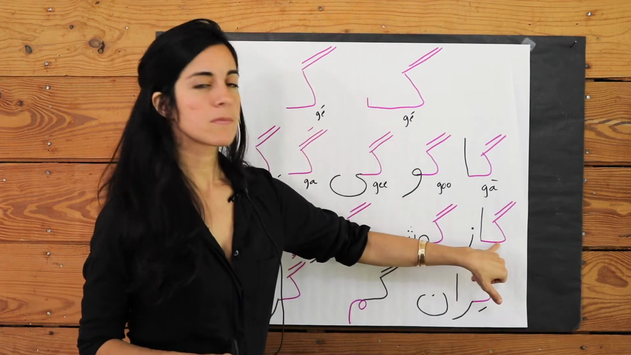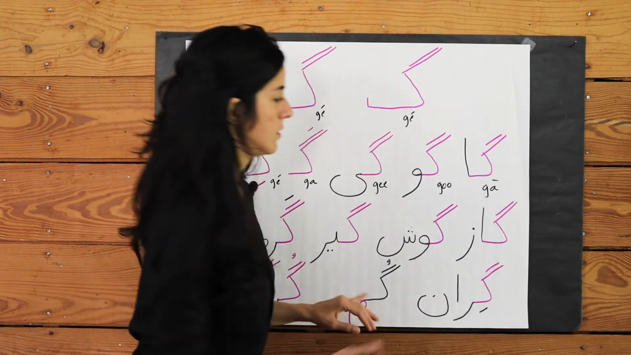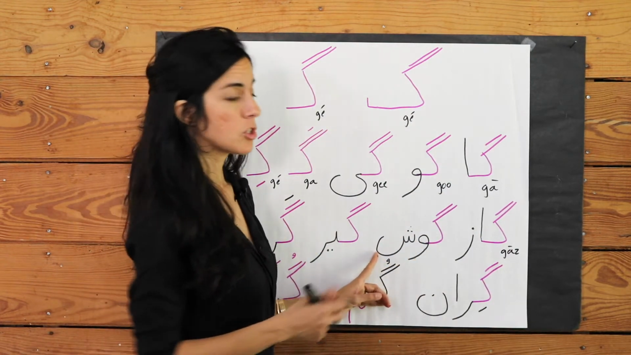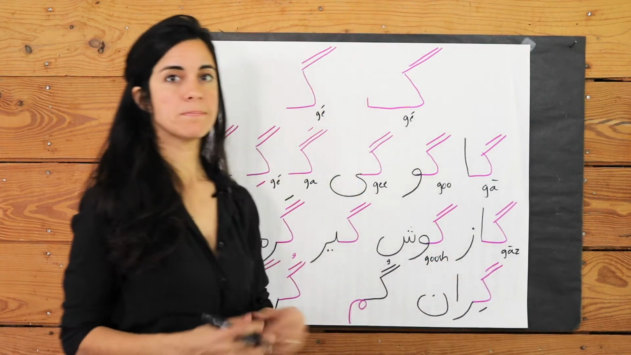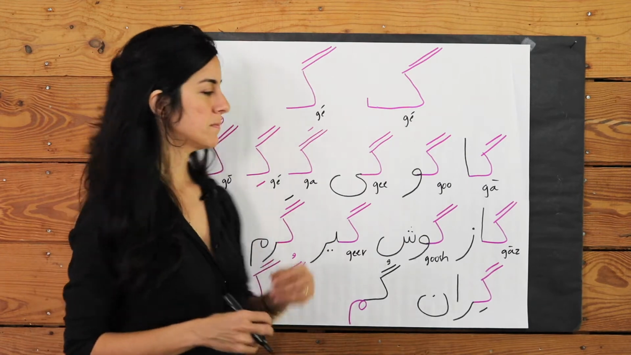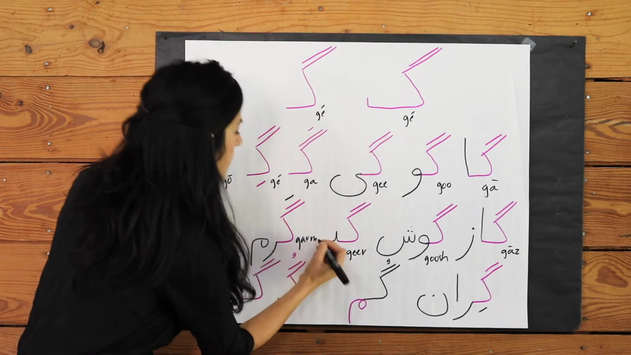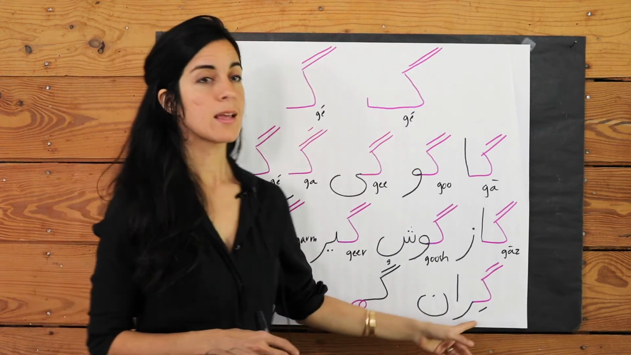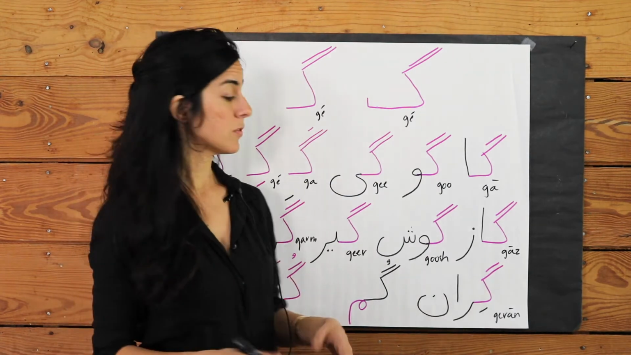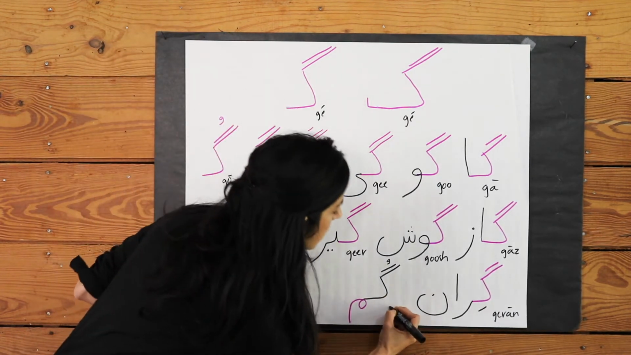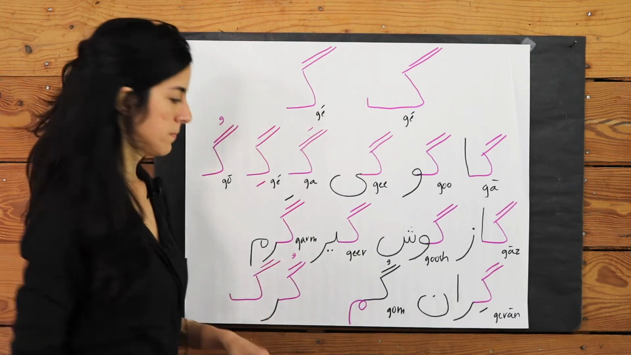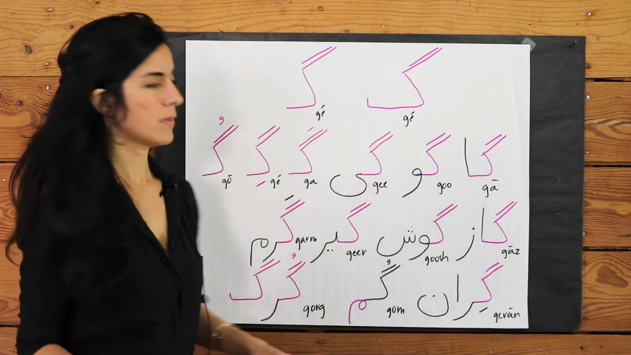So now let's go over the words that we can spell. Gauze. This could also be a bite, gauze. Goosh. Ear. Gir. Stuck. Garm. Warm. Geran. And that is expensive. Gom. And that is lost. And gorg. And that is wolf.